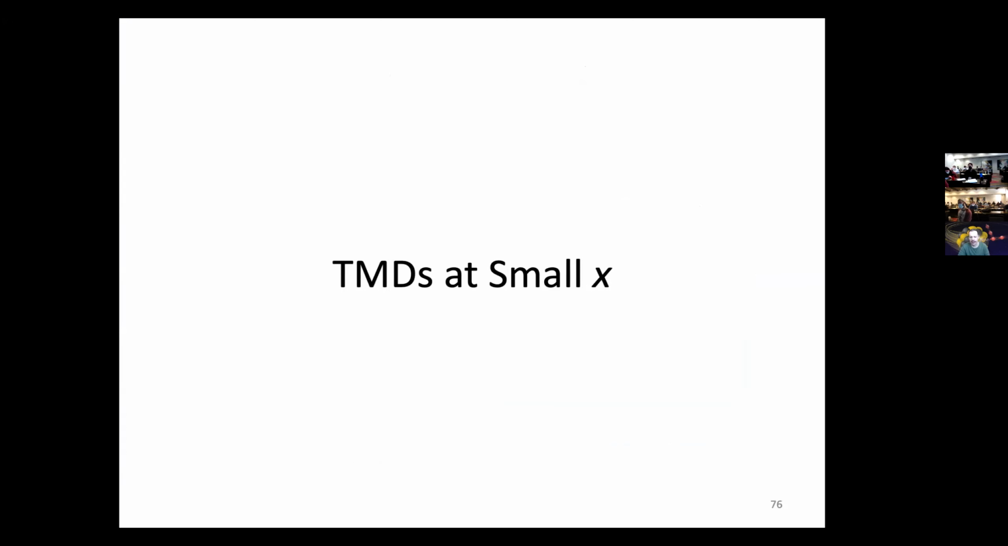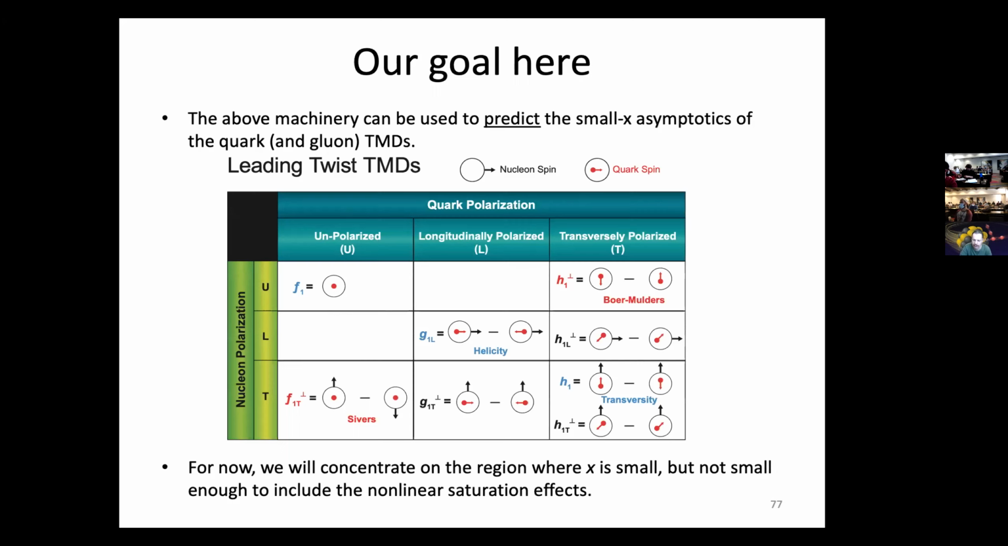TMDs at small x, right? This is a TMD school. So the question is, can all this machinery I just described help us understand something about TMDs at small x? Can it help us understand the x dependence of TMDs? Usually when you solve CSS evolution for TMDs, you are establishing Q squared dependence. Yes, you do get some x dependence as well, but as a byproduct of Q squared evolution. But can we write a dedicated small x evolution for TMDs?